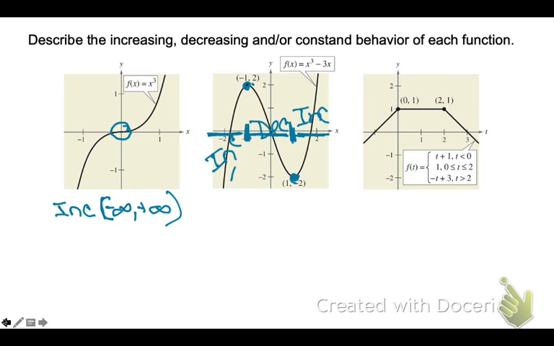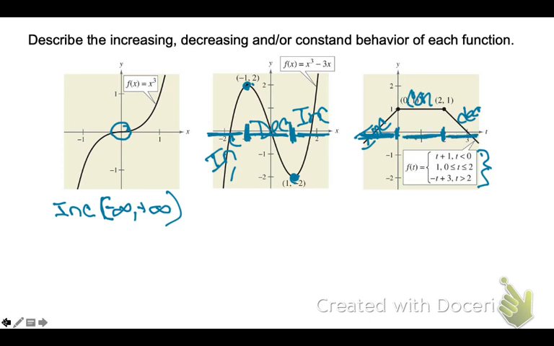Now what's going to happen on the next one? It's a piecewise function. Look at that. It's increasing here, up to 0. Then it's constant from 0 to 2, and then it decreases from 2 to infinity. So we have this interval, that interval, and this interval.